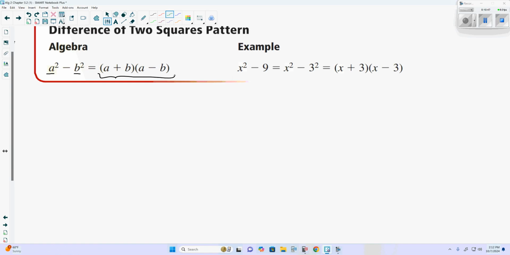b. So if we look at the example they gave us, x squared minus 9, well, x squared is really x times x. X squared is a perfect square. X and x times itself. 9 is a perfect square because it is 3 times 3. Our a in this case is x. B is 3, giving us x plus 3 times x minus 3.